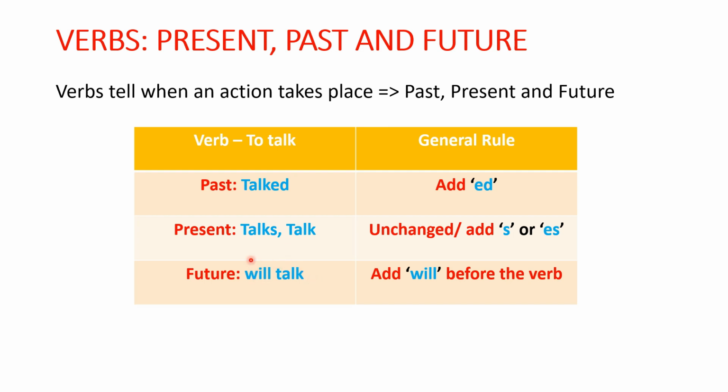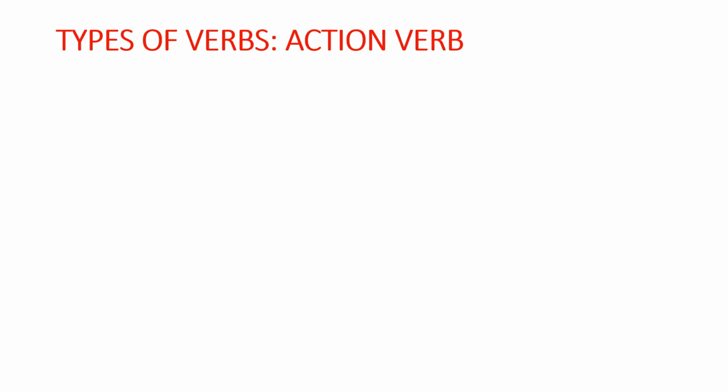These are just the simple present, past and future verb tenses. There are also other types of past, present and future tenses, and we will see that in detail in the upcoming sessions. Next we will focus on the types of verbs.